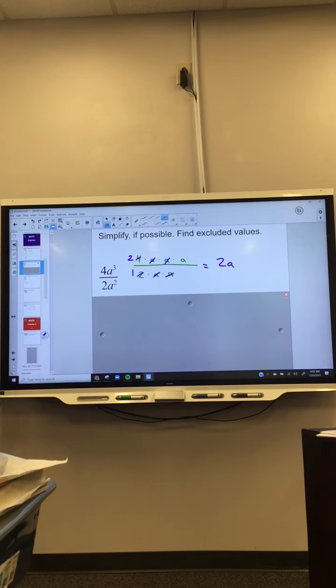Could a be negative 1? Sure. Then it would be a value of negative 2. Could a be 100? Sure, it would be a value of 200. Okay, so a can be absolutely anything at this point, and there are no excluded values.